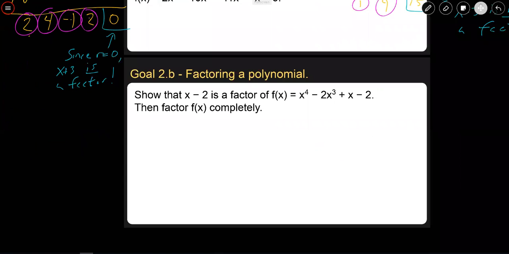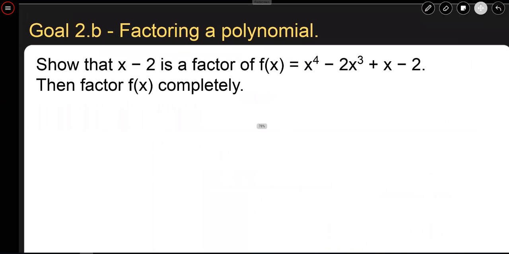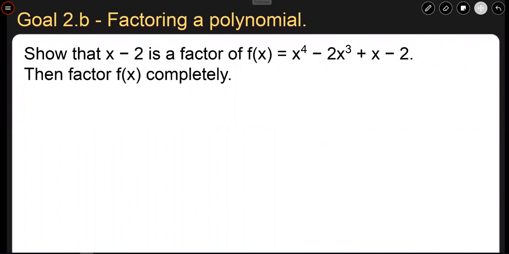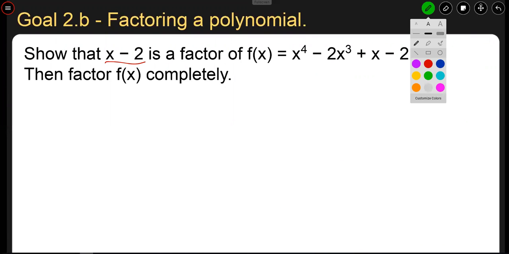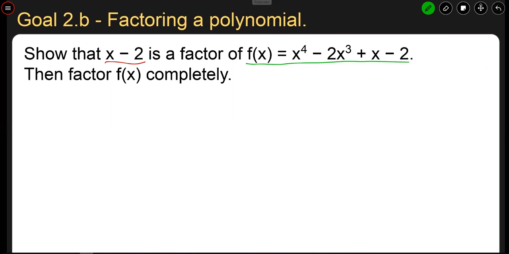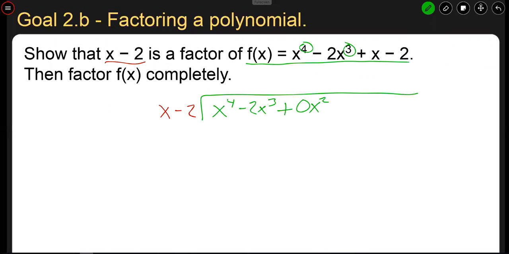All right, so let's put this all together in the last goal here. Factoring a polynomial: we want to show that x minus 2 is a factor of f of x equals x to the 4th minus 2x to the 3rd plus x minus 2. And then we want to factor that polynomial completely. So my first step is I'm trying to determine if x minus 2 will divide into x to the 4th minus 2x to the 3rd. Be careful here. I'm missing a second power, so I have to put a placeholder in there.